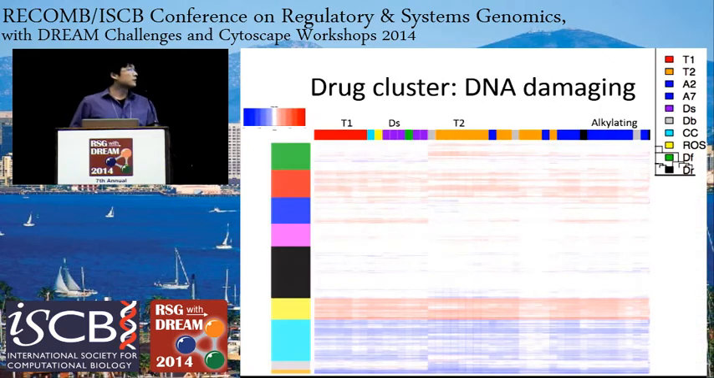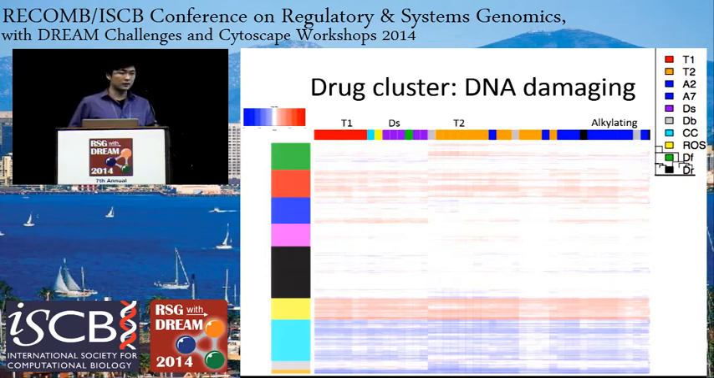So in this cluster, there are mostly 4 categories of drugs. Drugs in red are topoisomerase 1 inhibitors. Drugs in purple are DNA synthesis inhibitors. Drugs in orange are topoisomerase 2 inhibitors, and drugs in blue are alkylating agents. As we can see, they are all DNA damaging agents. And the gene clusters that have very high coefficients for these drugs are the red cluster and the yellow cluster.